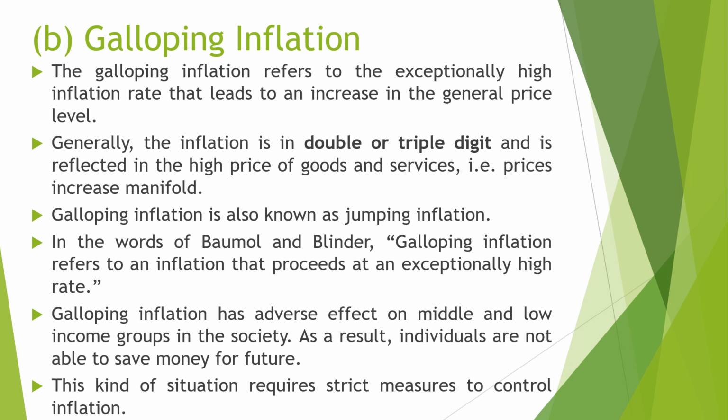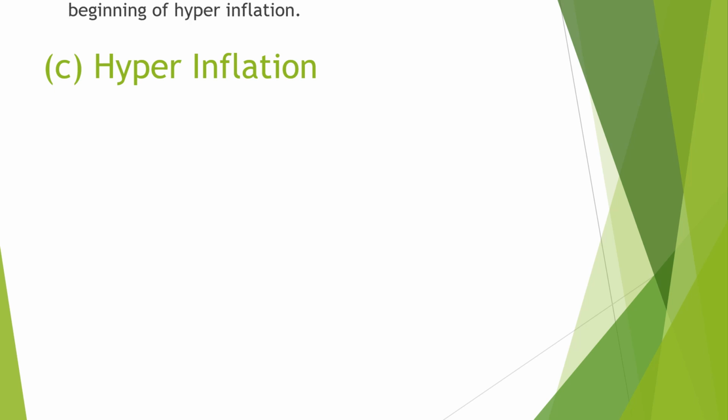So what happens in this kind of situation? It requires strict measures to control inflation. Very important is a very high rate of inflation, which is known as hyperinflation, which can actually destroy the entire economy of the country. Right? So as the name suggests, hyperinflation is the situation when prices rise at an alarmingly high rate. That means more than 3 digits per annum, more than 100% per annum. Sometimes it goes to 4 digits as well. The prices rise above the 1000% per annum mark in the beginning of hyperinflation.